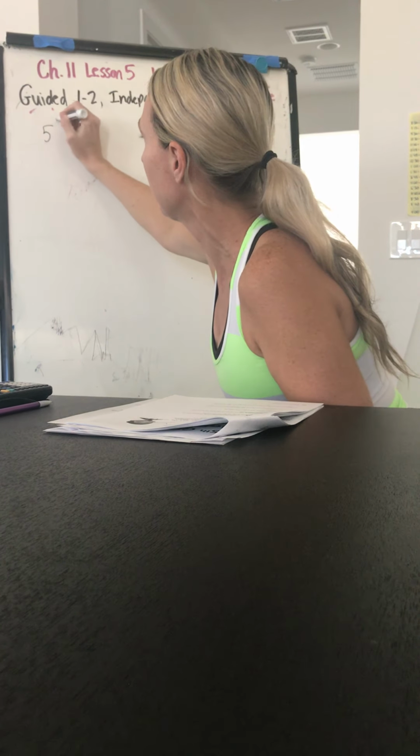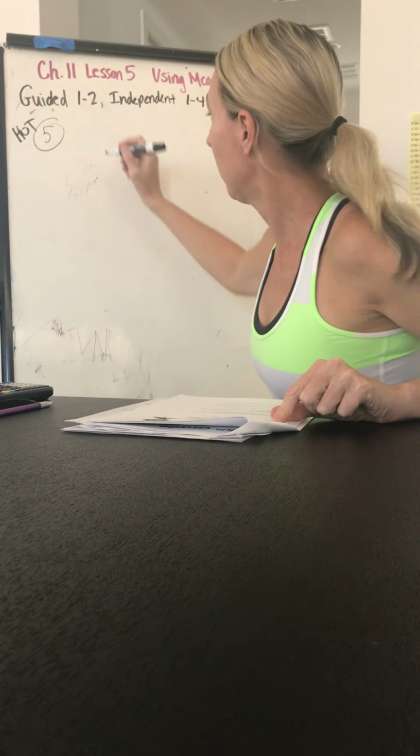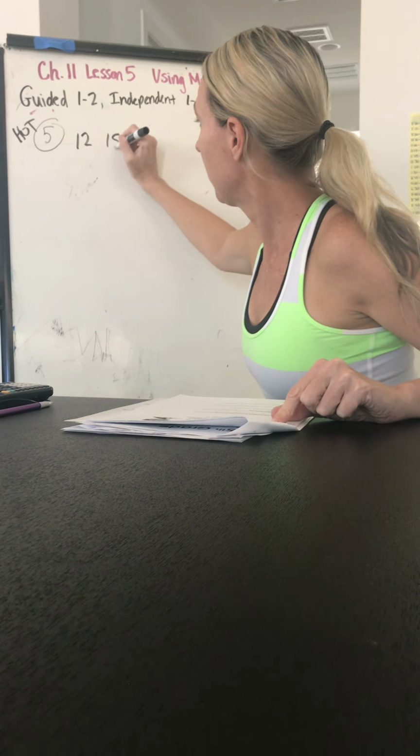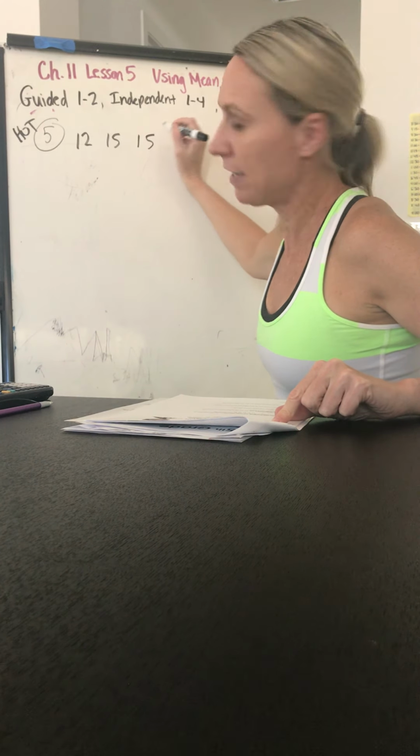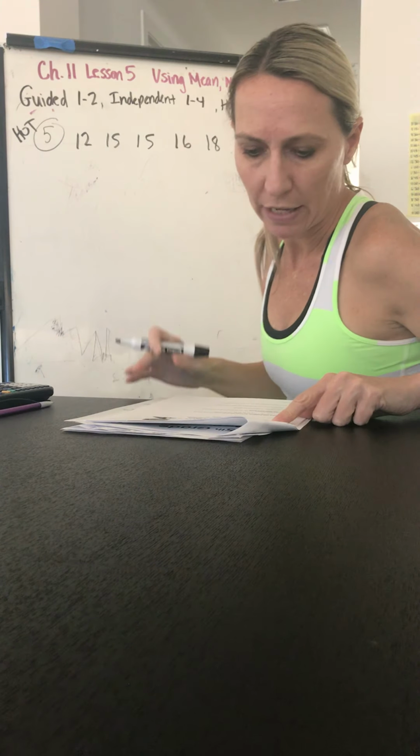So next, let's go to 5 of the hot problems. Okay, we have find the error. It says Pilar is determining which measure of center best describes the data. So I'm going to put these in order. So we have 12, 15, 15, 16, 18, and 44. Okay, find her mistake and correct it.